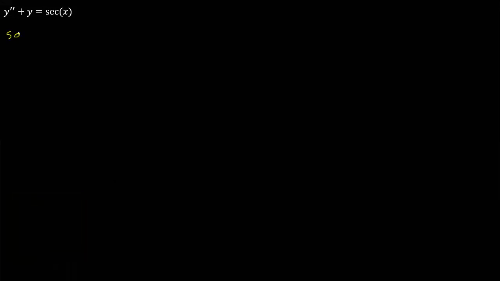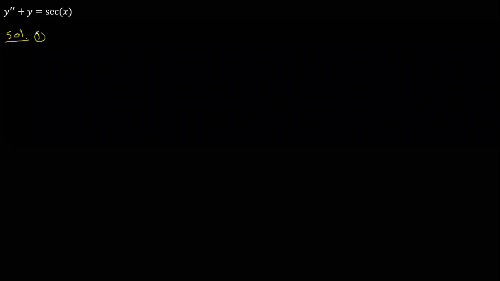So here is the solution. Don't forget now that your equation is non-homogeneous. To solve a non-homogeneous differential equation, I remember the first step is to solve the homogeneous one. First step, I'm going to solve y double prime plus y equals 0.